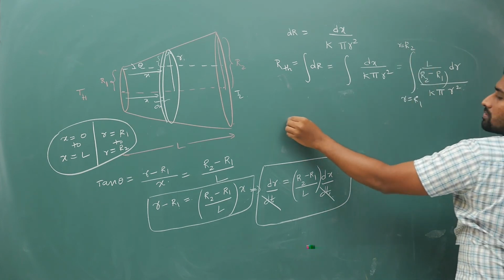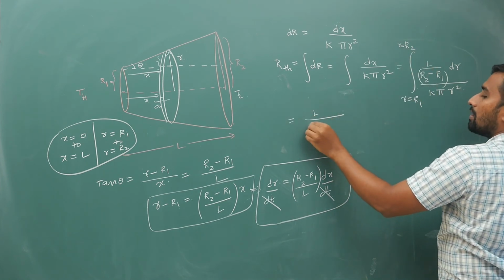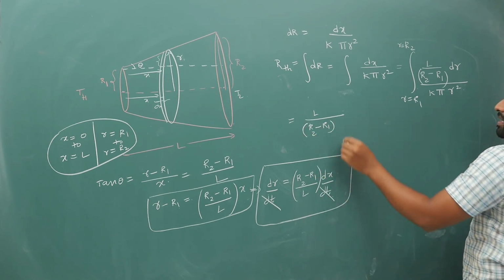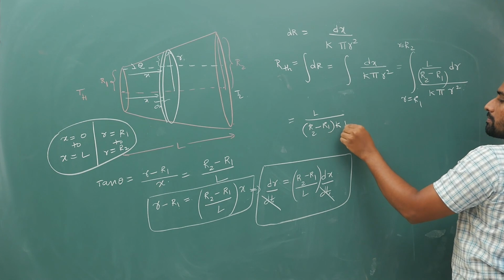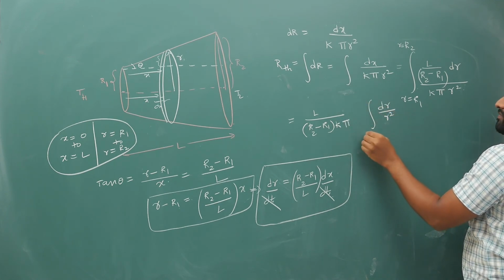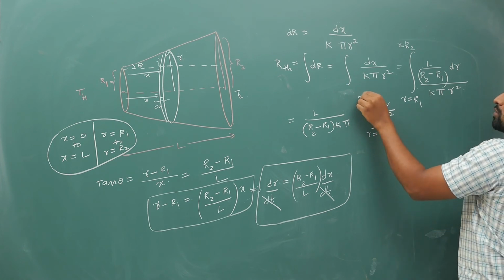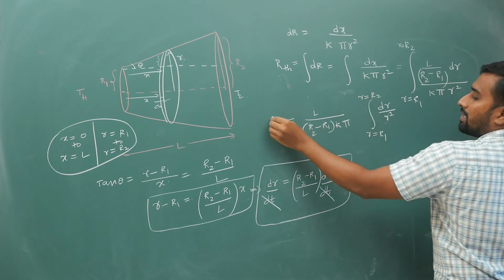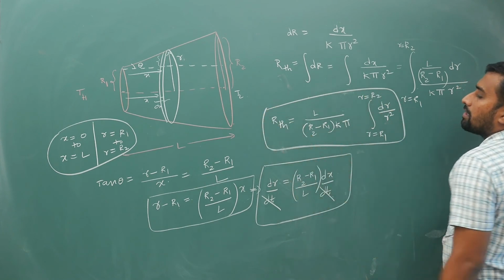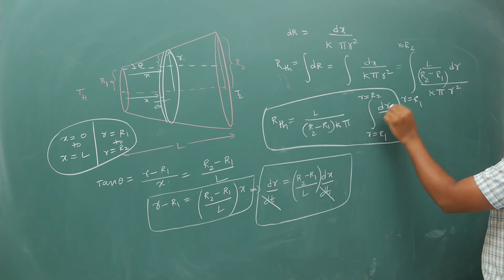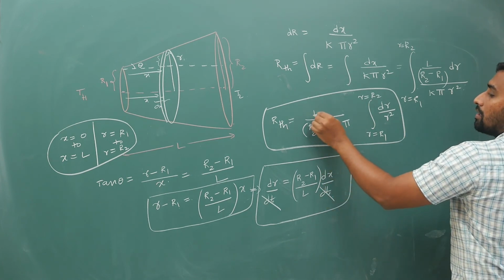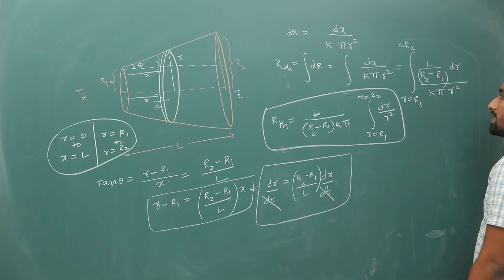Now simplify this: L by (R2 minus R1) times k times pi, times integral dr by r square from r equals R1 to r equals R2. Like this we can take the thermal resistance. What I have done in this step is, I have taken all the constants out of the integral. Constants can be taken out of derivatives and integrals.